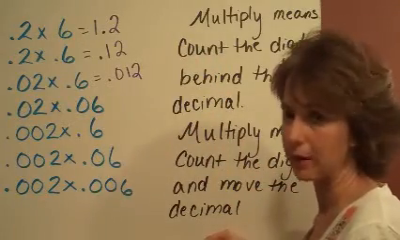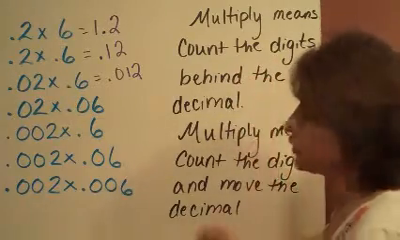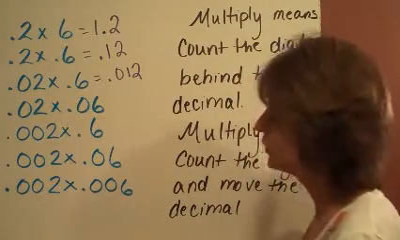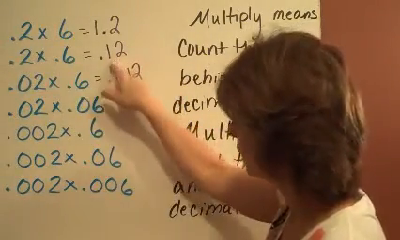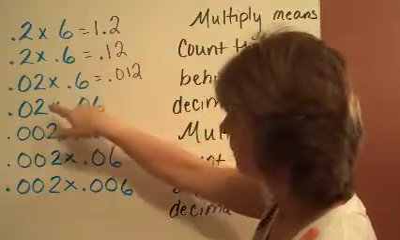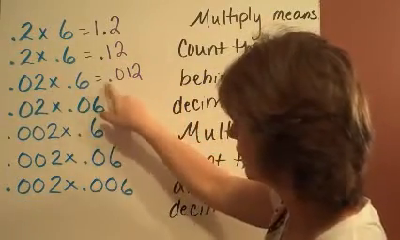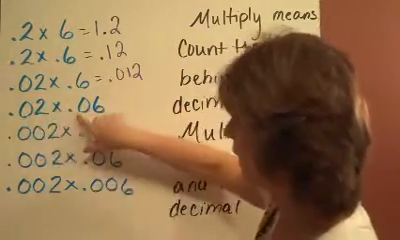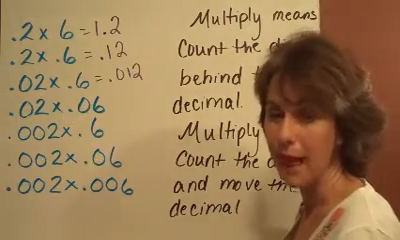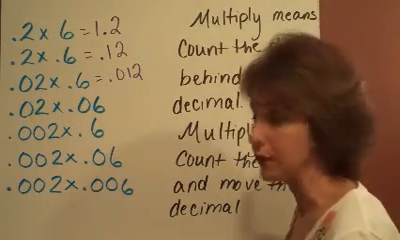Same tune. Multiply means count the digits behind the decimal. Multiply means count the digits and move the decimal. Multiply means count the digits and move the decimal so that these match. We want them to match. We want the decimals in the product to match the decimals in the factors.